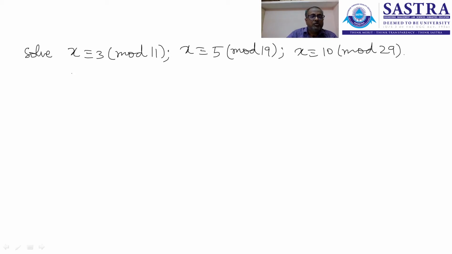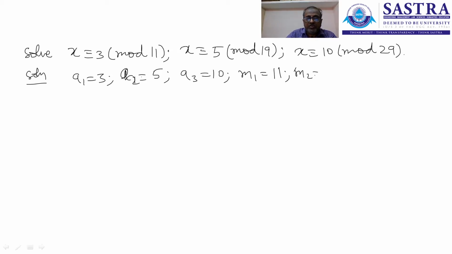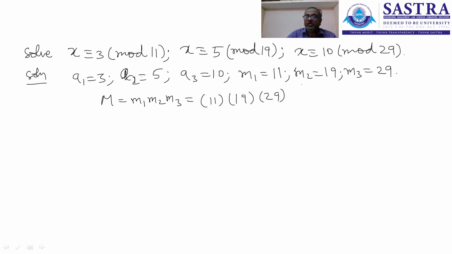Okay, so now let me write down the solution here. A1 is 3, A2 is 5 and A3 is 10. M1 is 11, M2 is 19 and M3 is 29. So now first I will calculate M, which would be M1 M2 M3. Find the product of these three, 11, 19 and 29. So that turns out to be 6061.